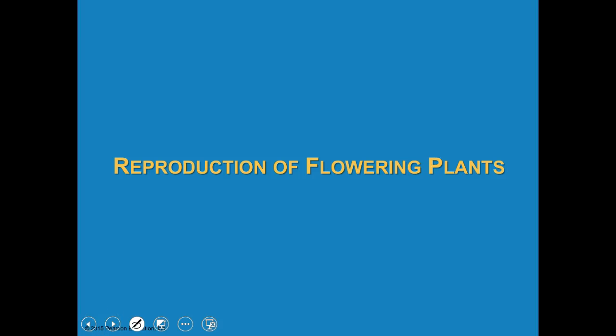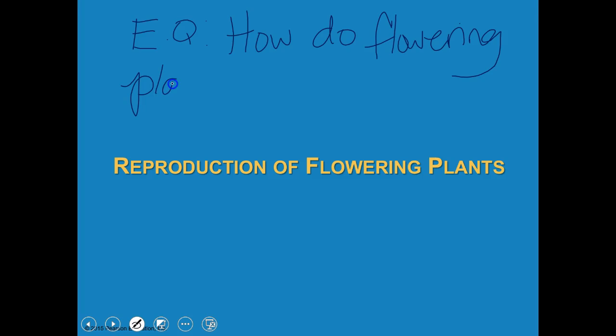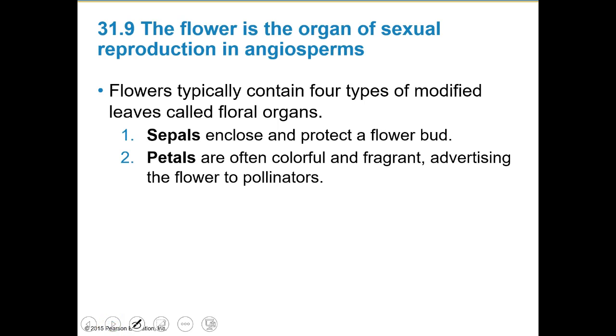All right, we're going to spend more detail on the reproduction of flowering plants. We'll try to get the general overview because this one gets to be a tough one. But our essential question here, we can go with our subtitle here, but basically, how do flowering plants reproduce? And we should know that our flowering plants are angiosperms at this point.